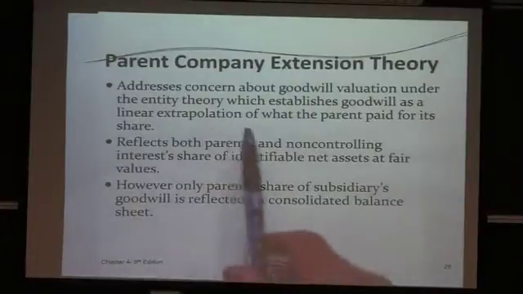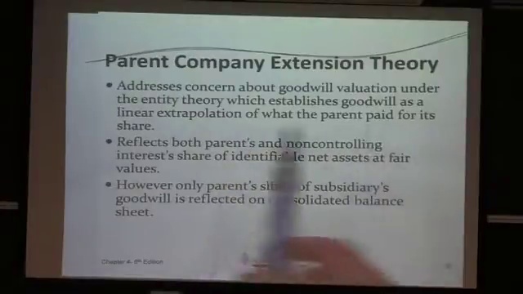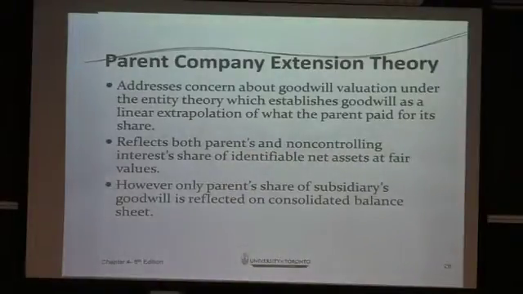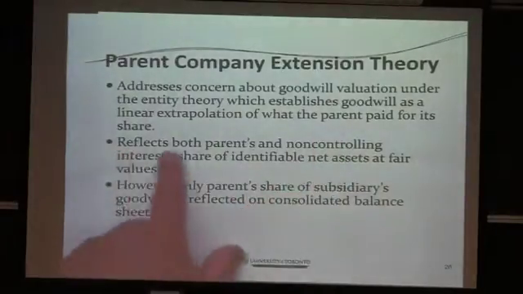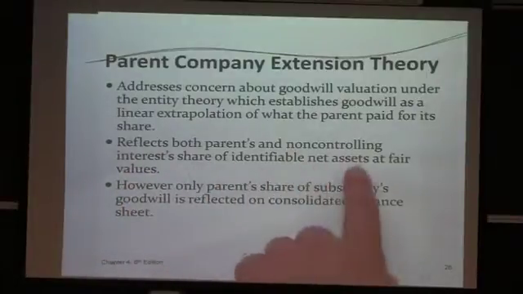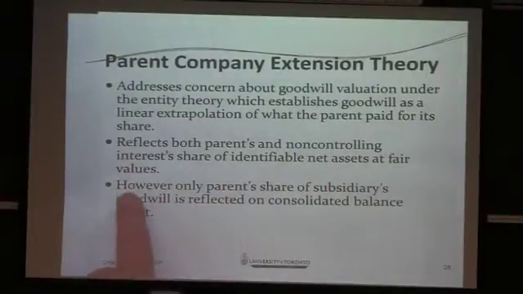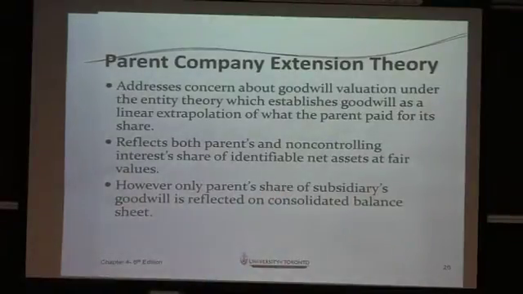So when we're establishing goodwill, we do a linear extrapolation of what the parent paid for its share, so it doesn't make sense. Does non-controlling interest really have goodwill? They didn't really participate in the transaction, and therefore there should be no goodwill associated with a non-controlling interest. So it reflects both parent and non-controlling interest share of identifiable assets at fair value. However, only the parent's share of the subsidiary's goodwill is reflected on the consolidated balance sheet.